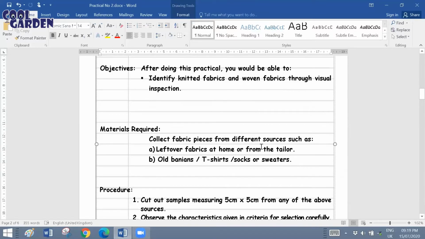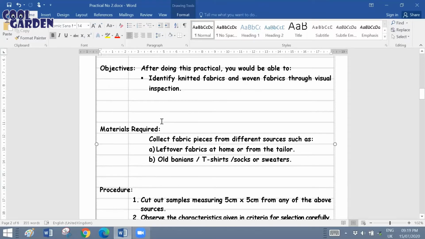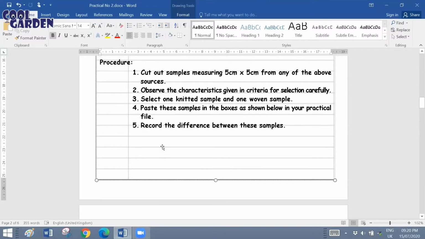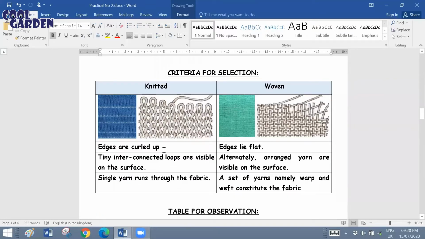So basically, on this side of your page, you'll write down practical number, aim, observation, materials required, and procedure. Now, if you don't have enough space, make sure you continue in the next ruled line part. In the white area, you'll make this table. In the table, you first write the heading as knitted and the next heading as woven.